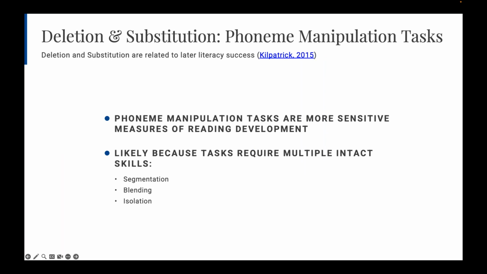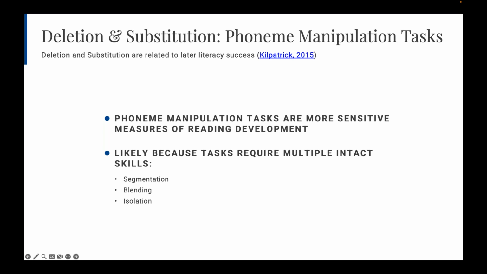Some other domains that you also can tap that fall under phonological processing are tasks that involve some other phoneme manipulation elements. So thinking about deletion and thinking about substitution. These are areas that are thought to be more sensitive measures of reading skill development when compared to segmentation and sound blending. And in part, that's because they require multiple intact skills. So you'll see here that in order to engage in deletion tasks or substitution tasks, you need to be able to segment, you need to be able to blend, and you need to be able to isolate phonemes as well.